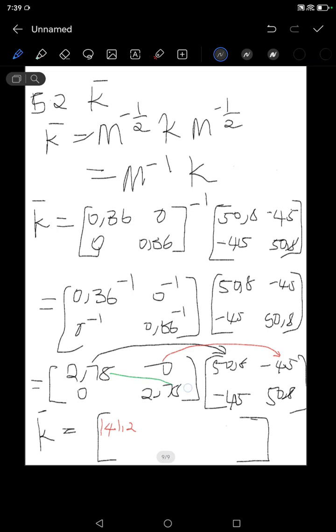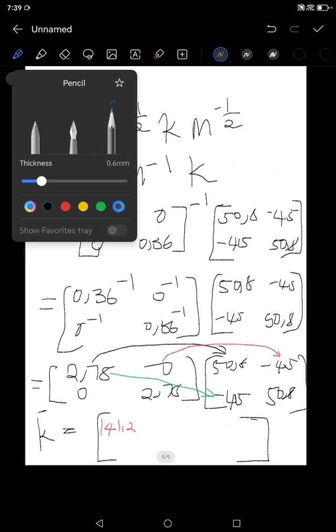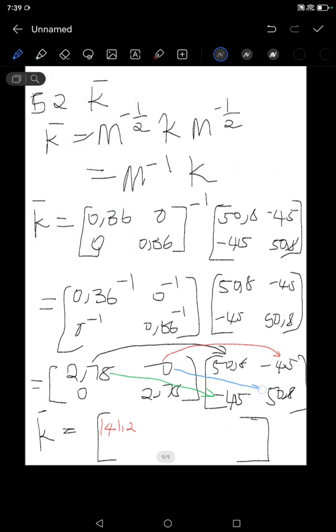So we're gonna say this: 2.78 multiplied by negative 45, plus 0 multiplied by 50.8. So it's gonna be 2.78 multiplied by negative 45, and then we're gonna get what? A negative 125. So here we're gonna have a negative 125. Okay, same as this one.